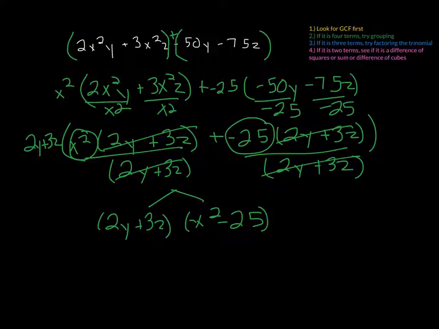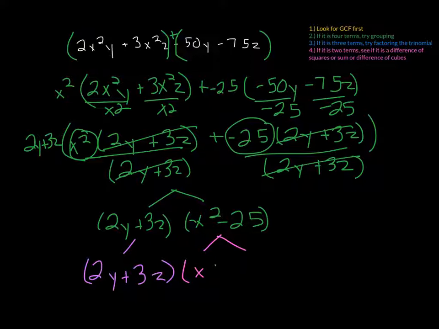So now I have two binomials. So let's check to see if we can do anything with those. 2y plus 3z, you can't do anything with. It's not perfect cubes or perfect squares. X squared minus 25, those are both perfect squares, and it's a difference. So we can factor that.